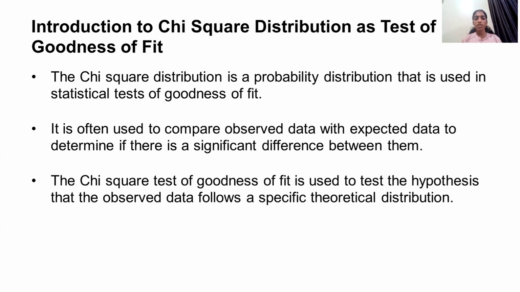Introduction to chi-square distribution as a test of goodness of fit. The chi-square distribution is a probability distribution that is used in statistical tests for goodness of fit. It is often used to compare observed data with expected data to determine if there is a significant difference between them. The chi-square test of goodness of fit is used to test the hypothesis that the observed data follows a specific theoretical distribution.